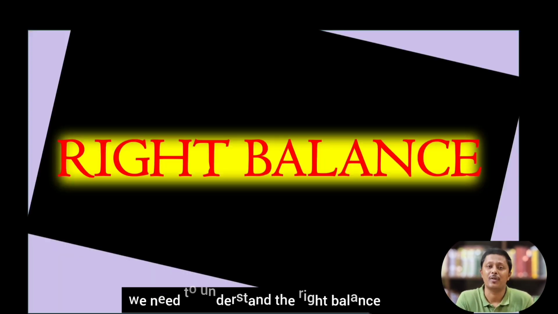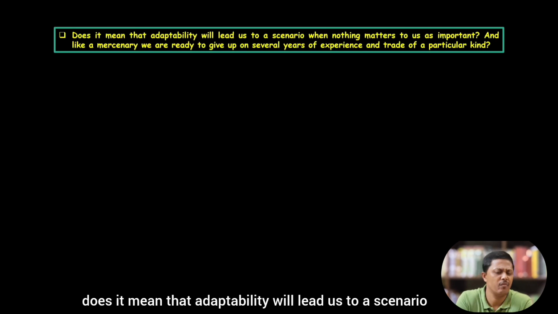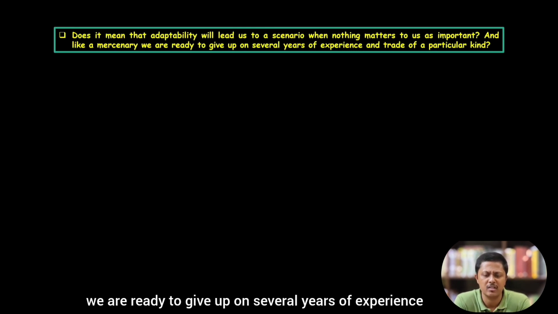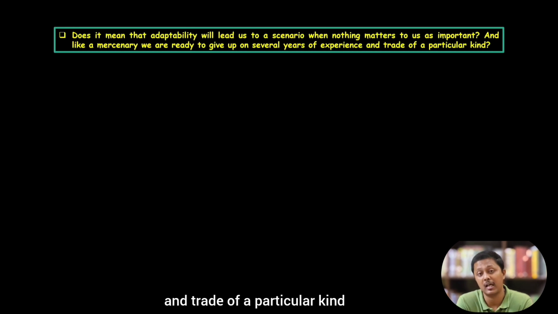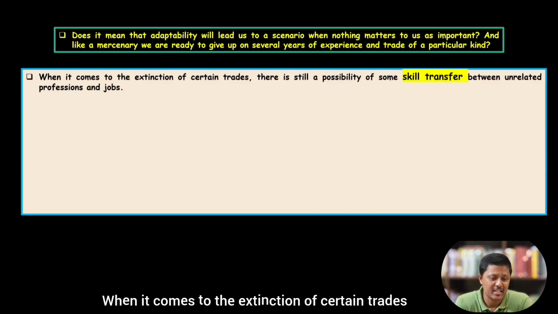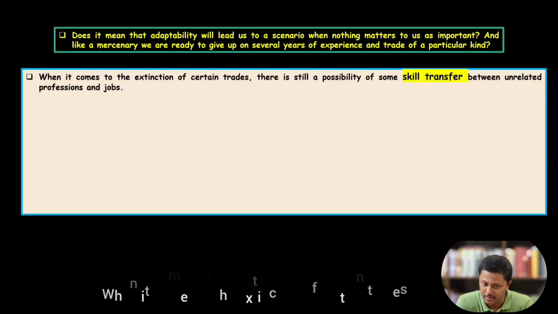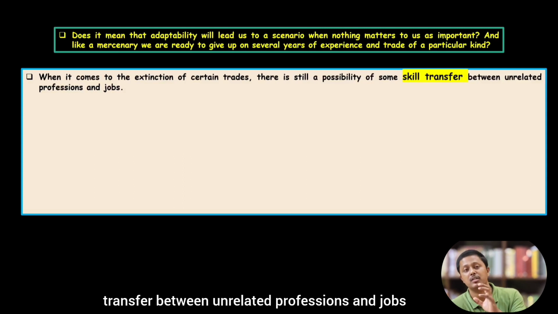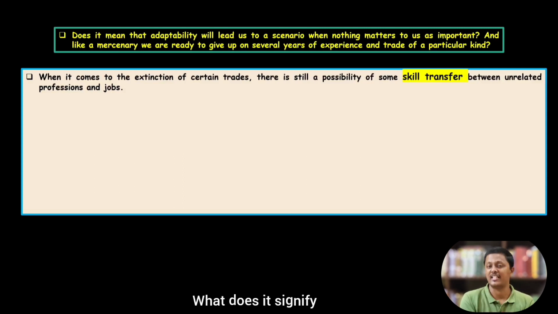Significantly, we need to understand the right balance. And in the right balance, does it mean that adaptability will lead us to a scenario when nothing matters to us as important? And like a mercenary, we are ready to give up on several years of experience and trade of a particular kind? Does it literally mean that? When it comes to the extinction of certain trades, there is still a possibility of sub-skill transfer between unrelated professions and jobs. What does it signify?